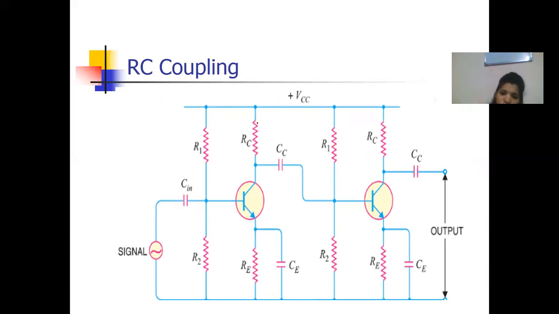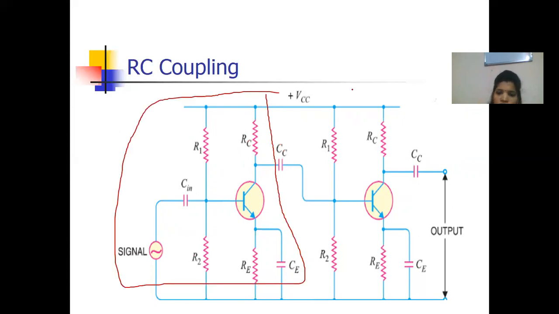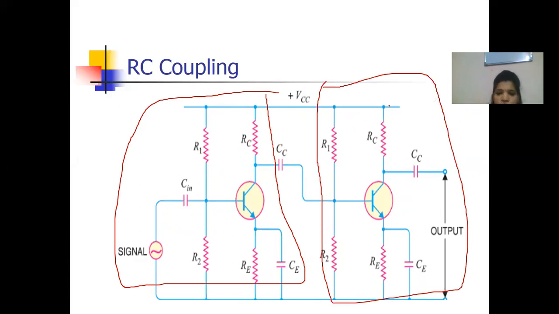So RC coupling. Now, see, this is the diagram of a BJT amplifier with voltage divider biasing. We have learned different types of biasing, and we understood that voltage divider biasing is the best due to the stability factor, because the stability factor is 1 in the case of voltage divider biasing. So this is voltage divider biasing, one stage, and this is voltage divider biasing, another stage. One stage BJT amplifier, another stage BJT amplifier, and these two stages are connected through the coupling capacitance.